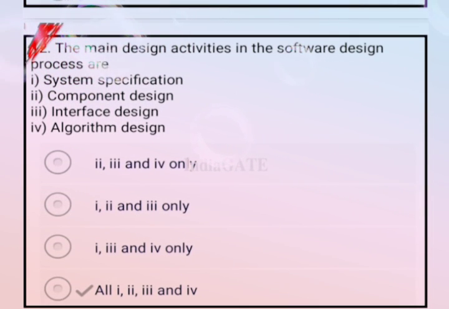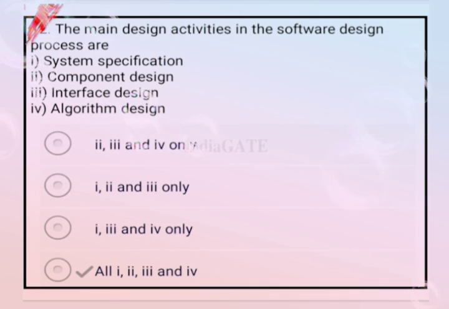Now come to the next question. The main design activities in a software design process are, there are four options. Option first, system specification. Option second, component design. Option third, interface design, and fourth, algorithm design. So the correct answer for sequencing all of these, that is your all of these.